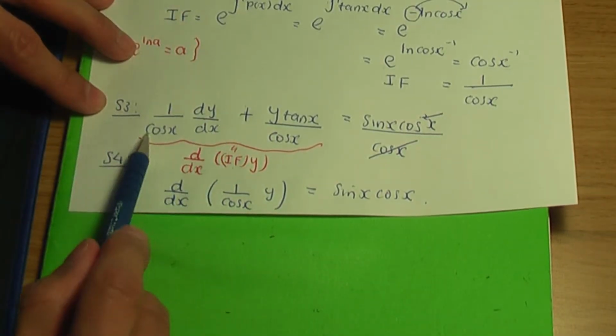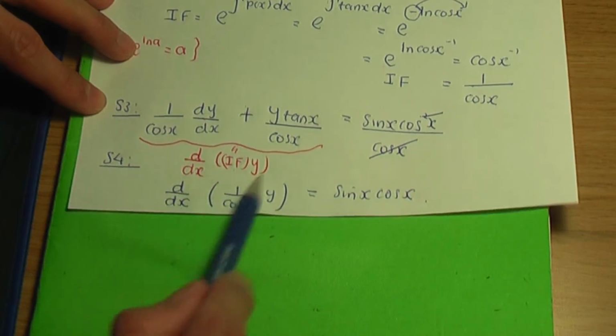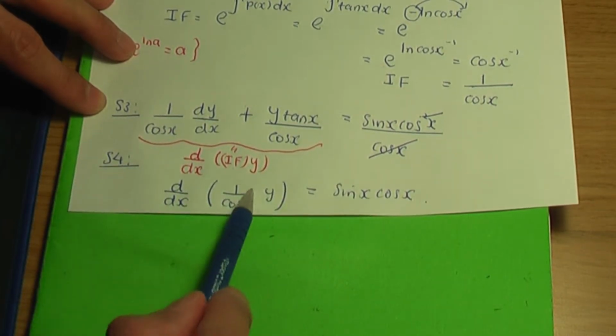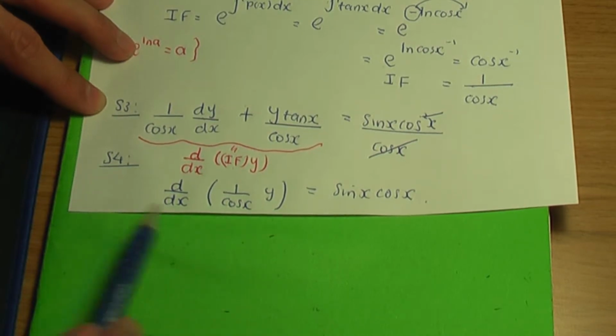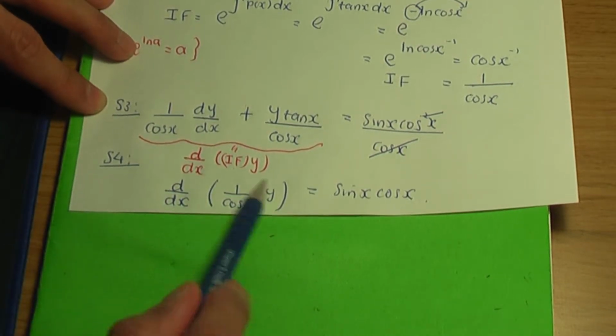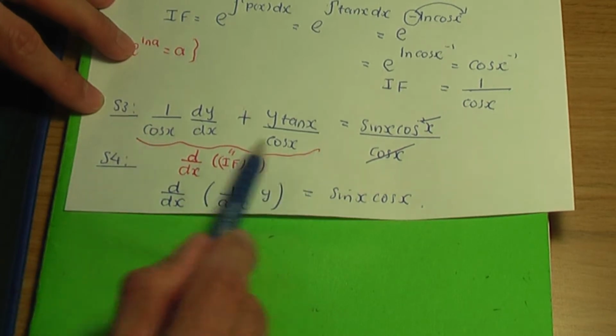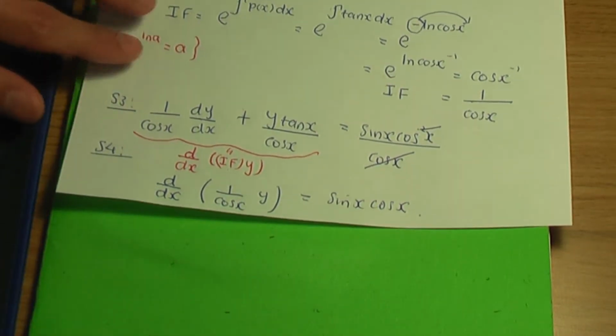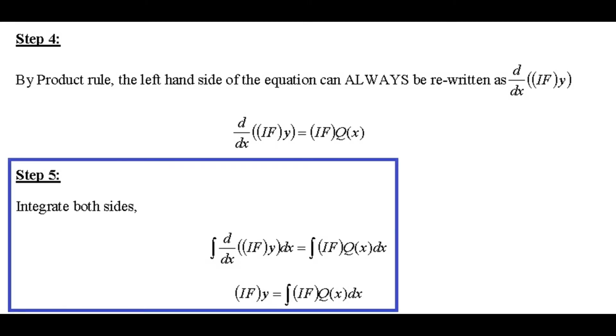Now, this is no trick rewriting this term in this form. Take it from me that if you differentiate 1 over cos x times y with respect to x using the product rule, you're going to end up with this term on the left hand side in its entirety. Now, back to the screenshot. Step number 5, last step, so we're almost there. Integrate both sides. That means that we need to integrate the left hand side as well as the right hand term. So back to the paper and pen.